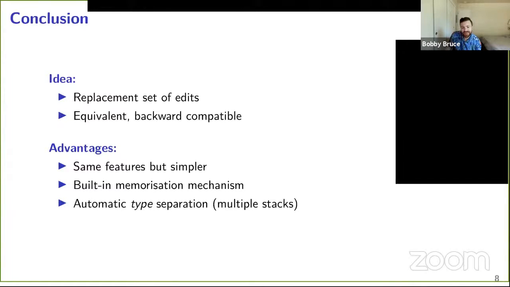Difficult question. Yeah, I think it's a very interesting question. I don't claim that this representation can do better than the previous one. I claim that it is simpler and it provides a built-in memorization mechanism. It can do the high granular recombination, but I'm not sure it can do better or worse than the usual one. It's just, I think, way simpler. The one feature that it actually provides is the automatic type separation.